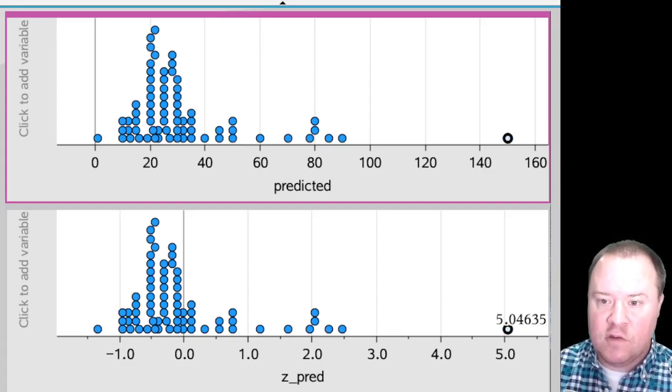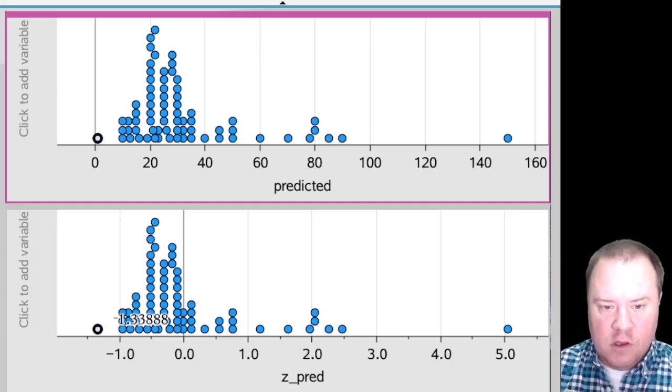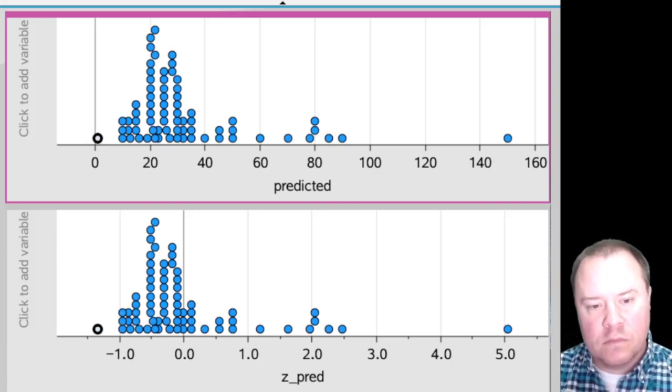So as we look at these, we can then start to identify, like, oh, this point is about 5 standard deviations away, like we calculated. This point 80 is about 2 standard deviations above the mean. And then, of course, we have this point that's a 1 here. The value of 1, which is a negative 1.3 away from the mean, or 1.3 below the mean.